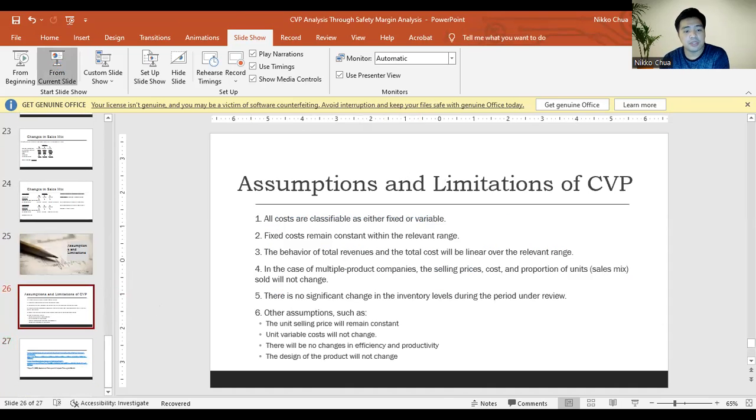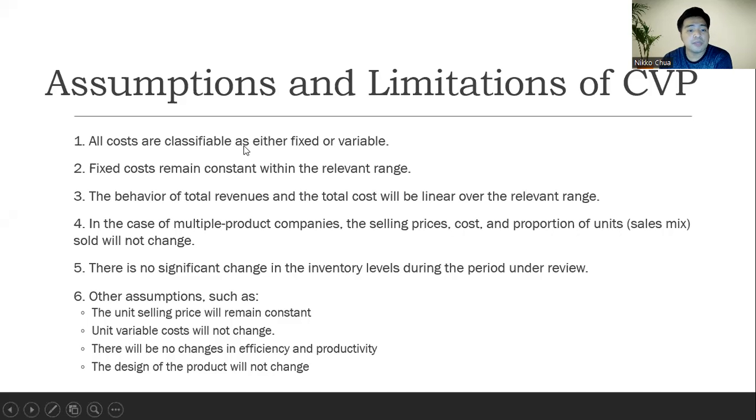So let's proceed po sa assumptions and limitations in CVP. We are all assuming that all costs are classifiable as either fixed or variable. So hindi po, not all the time. It may vary, it may change po. Fixed costs remain constant within the relevant range. So possible siya but not all the time because pwede mag-change po yung rent, yung advertising expense, ganyan po sa costing. Behavior of the revenue and total cost will be linear over the relevant range.